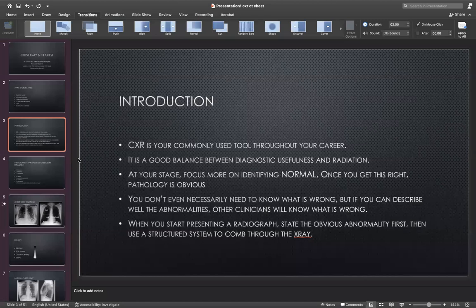When you start presenting a chest radiograph, if there is something very glaringly obvious, I'd state the obvious abnormality, and then I'd go back to using a structured system to be able to glean through the remainder of the X-ray.